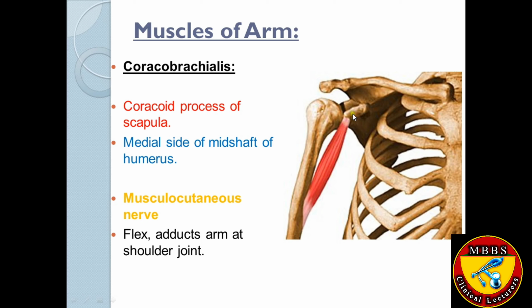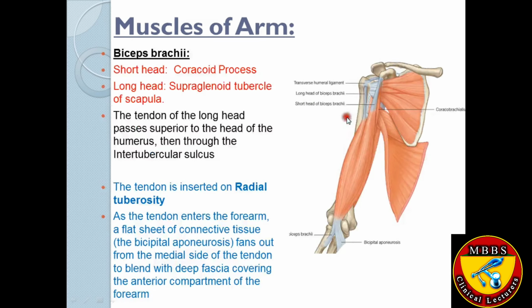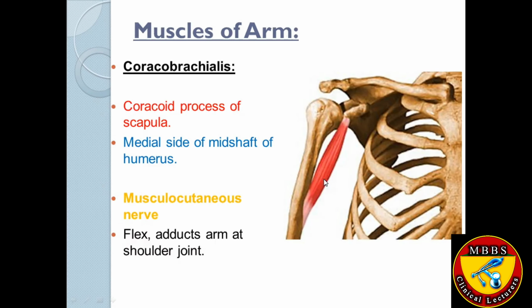So the name of the muscle is coracobrachialis. It arises from the coracoid process, and it is inserted into the medial side of the mid shaft of the humerus. Now in the foundation module, we told you that in most muscles the origin remains constant while the insertion moves. So when this muscle contracts, when it shortens, it will pull the arm forward.